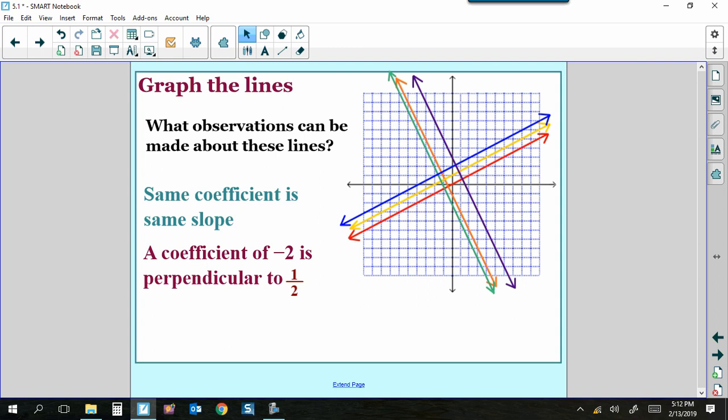I like to tell my students, you need to remember that anytime you are doing perpendicular, you will always do the flipping opposite. Flip it and then take the opposite.